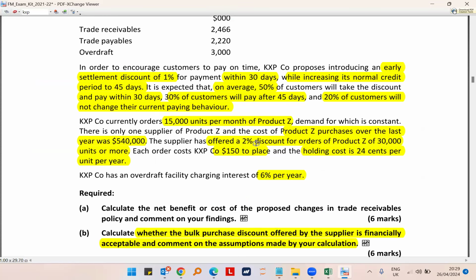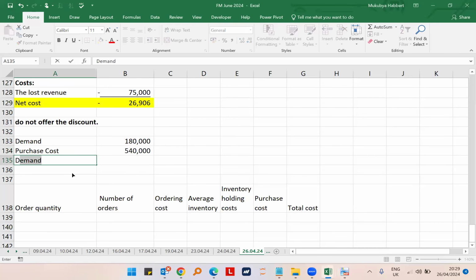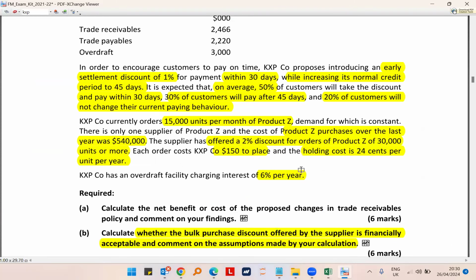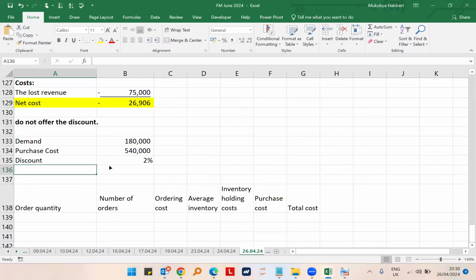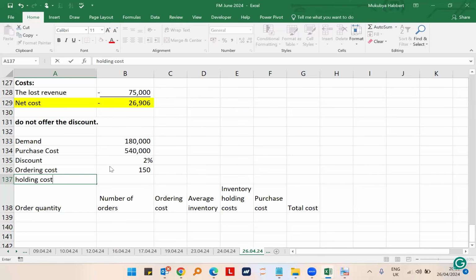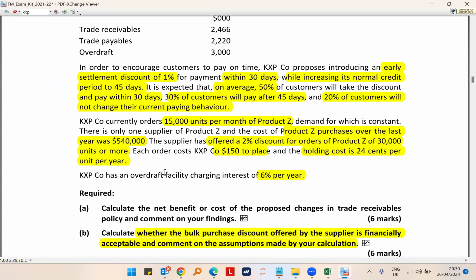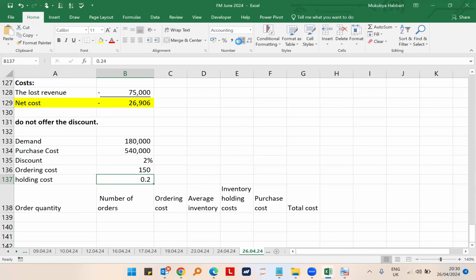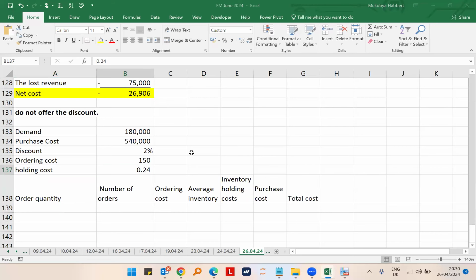Then they are giving us a discount, 2%, when you order 30,000. Ordering cost 150. Then holding cost 24 cents, 24 cents per unit per year. Okay, so right now we are ordering at 150.